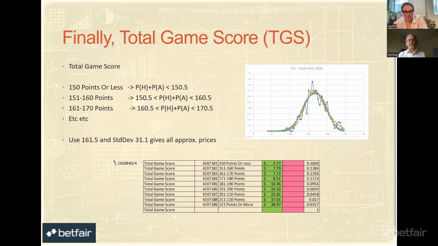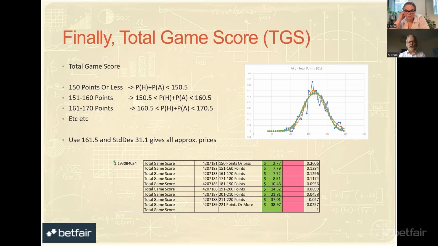So the total game score is exactly the same. This is exactly the same idea. At the moment they were using about 165 points as what the total game score was going to be, and using those same normal formulas on the previous slide, it says these are approximately the prices for the total game score for each of those different ranges. It's saying what's the chance that the total game score is between 150 to 160, 160 to 170. All of those probabilities, of course, by definition, add up to 1, and the reciprocal of those is the price, and that is the approximate fair price at the moment for all those prices on the total game score.